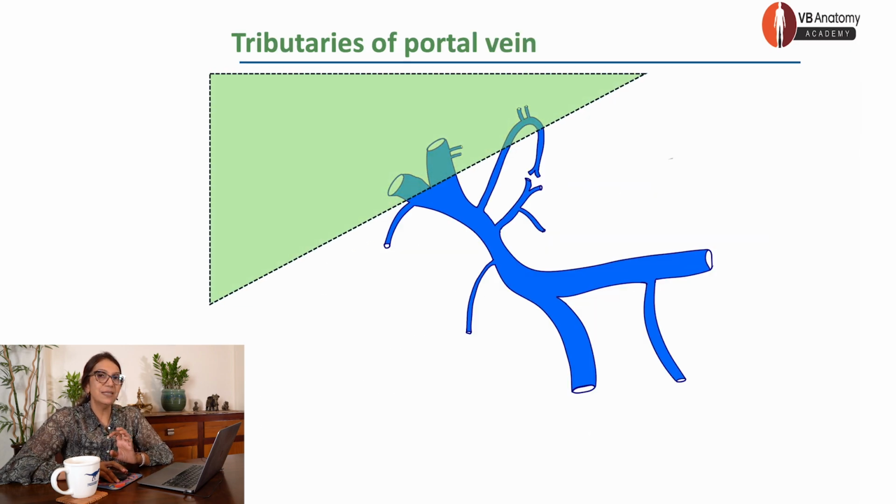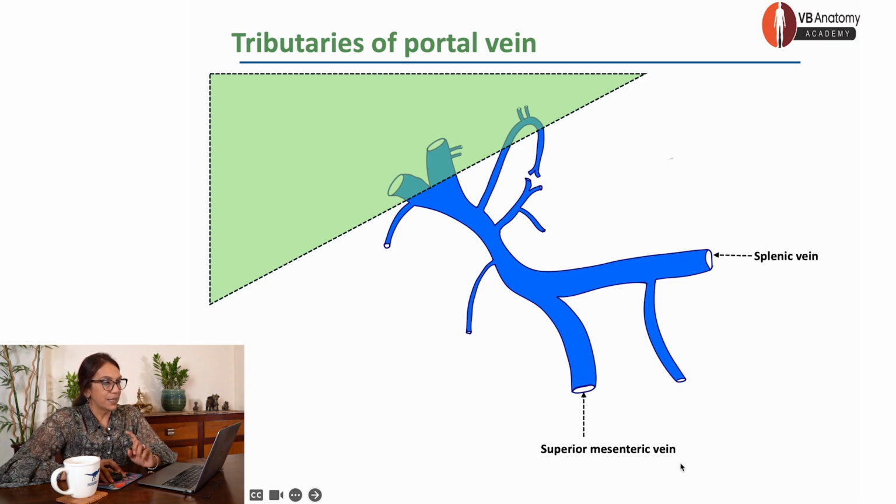Now what happens? Let's quickly learn the tributaries of this extrahepatic part. So we know that portal vein is formed by union of superior mesenteric vein and splenic vein. See how the splenic vein also receives inferior mesenteric vein.